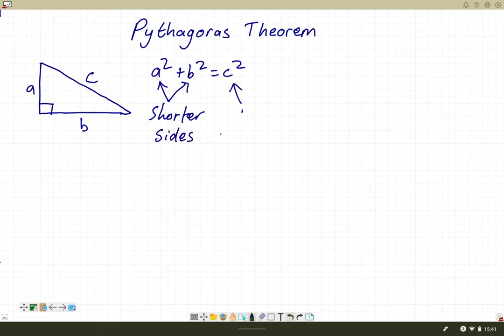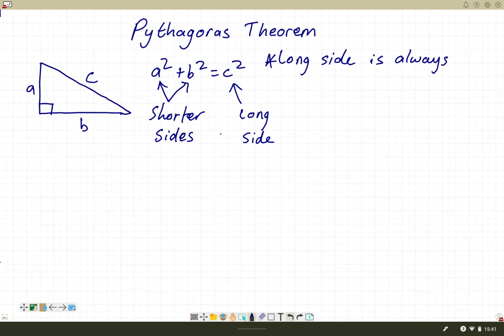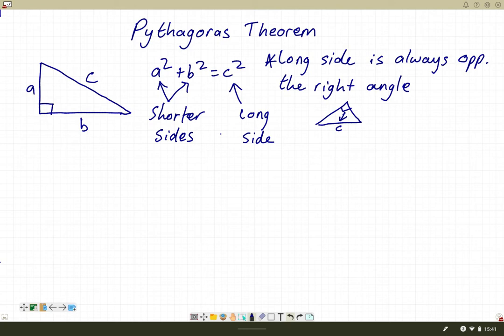In this formula, a and b are the shorter sides and c is always the long side. How do you know where the long side is? The long side is always opposite the right angle. So let's say you have a triangle like this, the right angle is here, the long side would be this one. So that's Pythagoras.